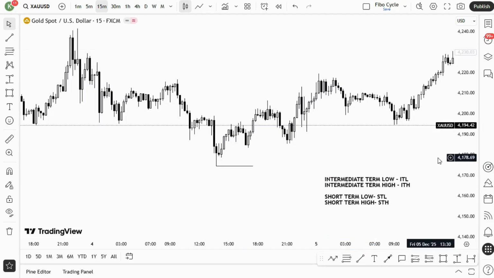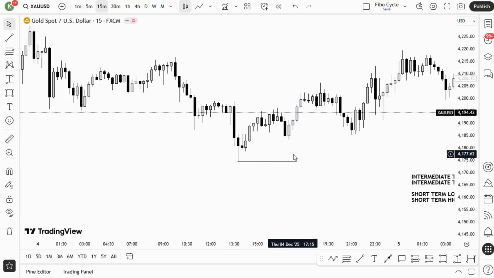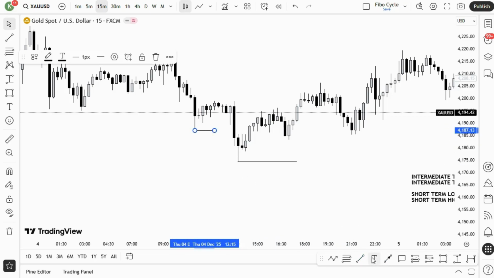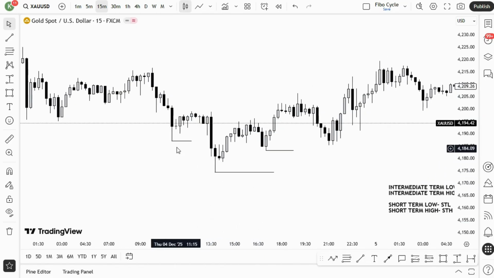Okay, so this is the full form of ITL, ITH, and STL, STH. It means intermediate term low and intermediate term high, and short term low, short term high. Let's see what this intermediate term low and intermediate term high is. Right here, we have a low. We have another low to the left of it, and another low to the right of it. This low, which is lower than the left and right of it, is known as an intermediate term low. Why? Because it has a short term low to the left of it and a short term low to the right of it. Thus this is known as an intermediate term low.